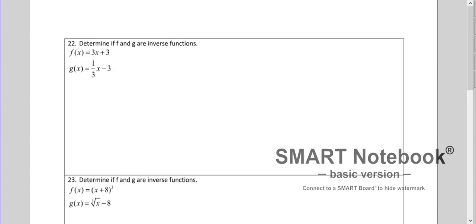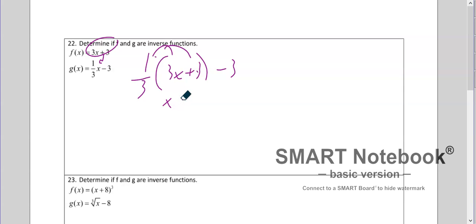Determine if they are inverses of each other. So what we're going to do is plug this one in here. So 1/3 times 3x plus 3 minus 3. Okay. Well, if I distribute, I get 1/3 of 3x is x. 1/3 of 3 is 1 minus 3, and that gives me x minus 2. I'm done. I don't have to go any further because I did not get just x. So it's no.